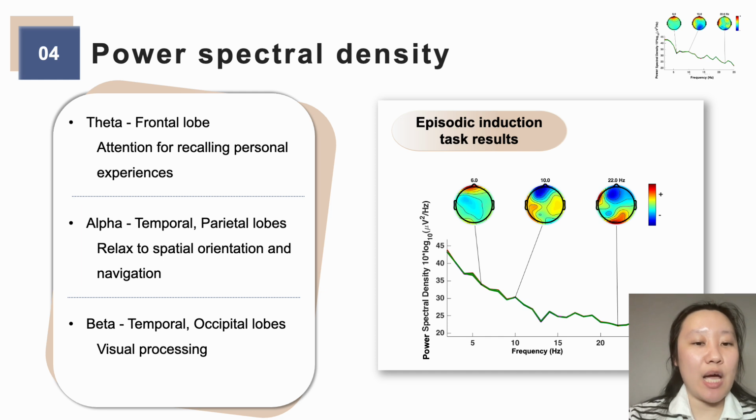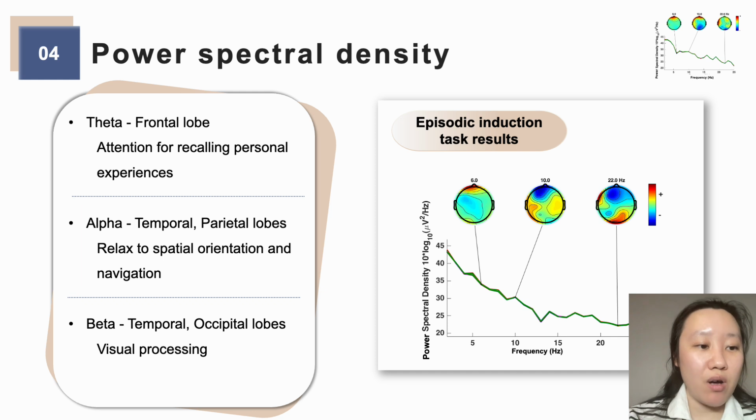Let's have a look at the episodic memory results. Similar to the semantic memory results, if the theta wave is active, it's always related to the frontal lobe. However, considering episodic memory is related to personal experiences, this time we summarize that during the episodic memory process, the attention will be paid to recalling personal experiences.